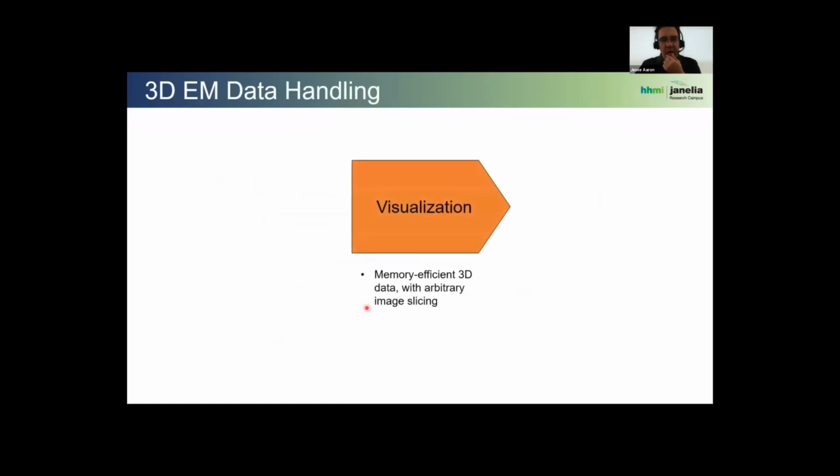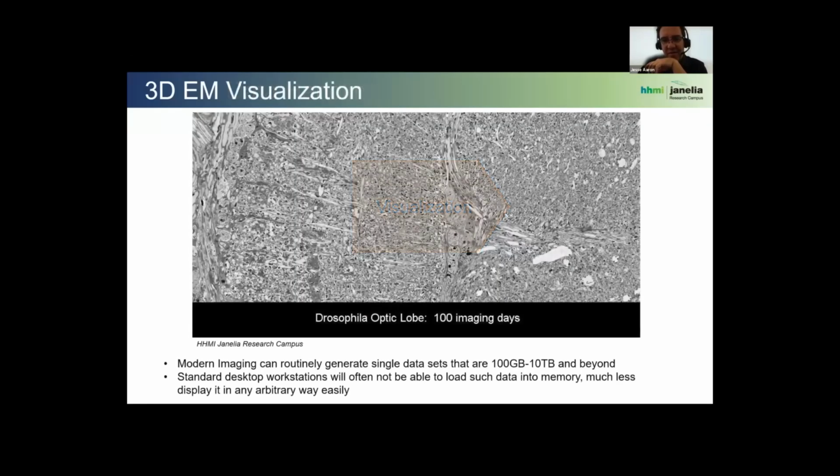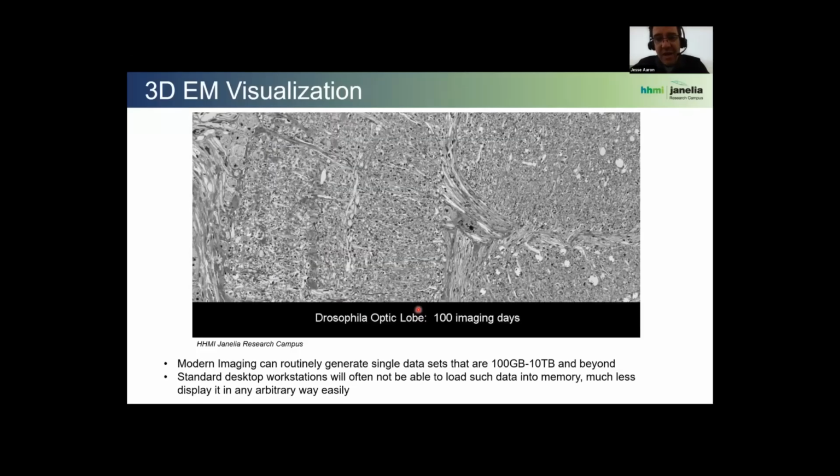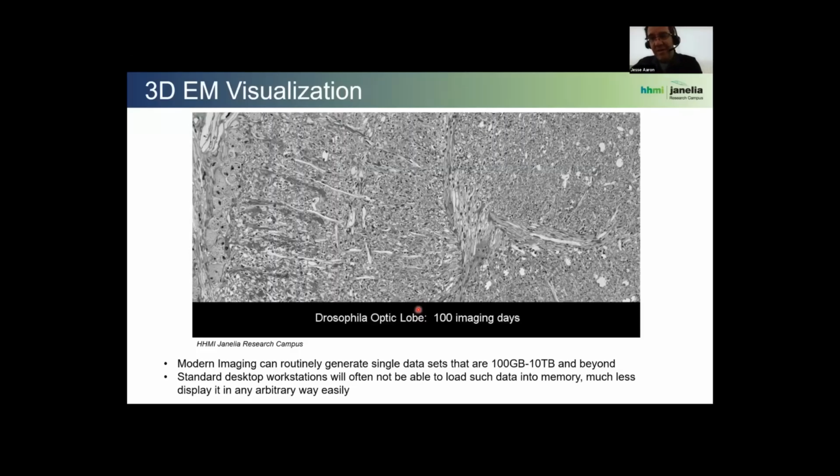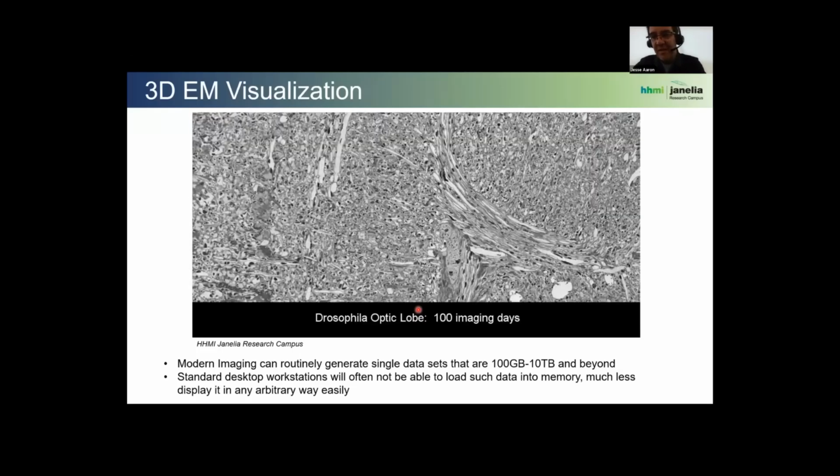so I want to go ahead and switch topics here briefly before I go to the last bit, and that's the issue of visualization, which may seem a little bit fundamental, but I want to give an example that might give an idea of the scale of the problem. So this was a piece of FIB-SEM data that we took at Janelia. This was a part of the Drosophila optic lobe. This piece of data took 100 days to acquire, and it represents, I think, tens and tens of terabytes.